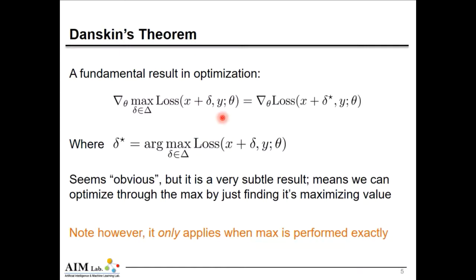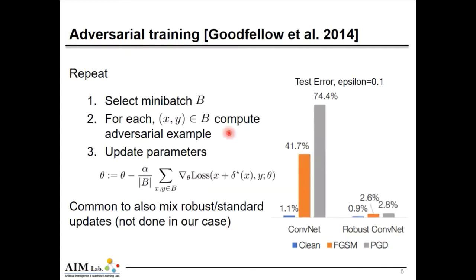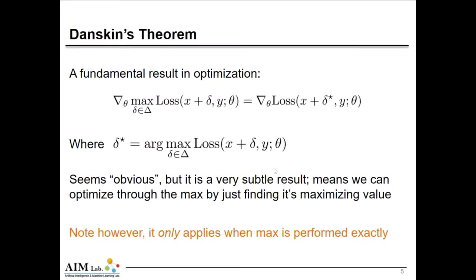It can be solved by Danskin's theorem. The idea here is very simple and intuitive, but it actually has a very subtle point. If I want to take a gradient of this max term, what I can do is find the optimum over the set and take the gradient at that optimum point.